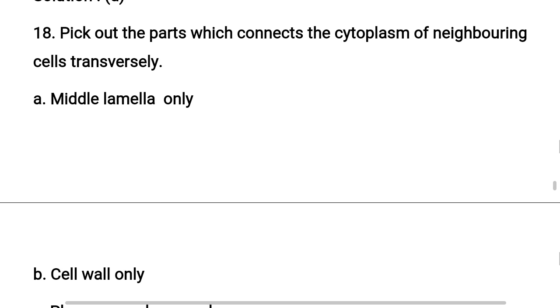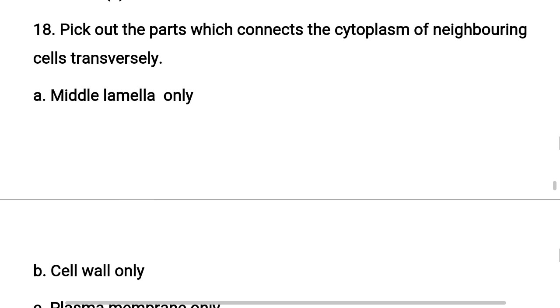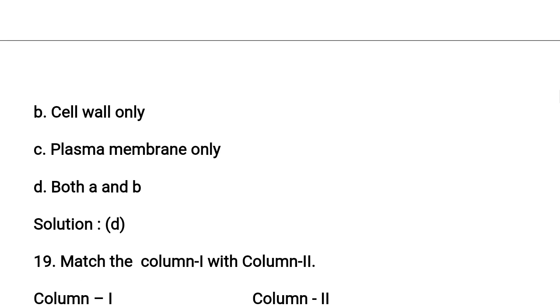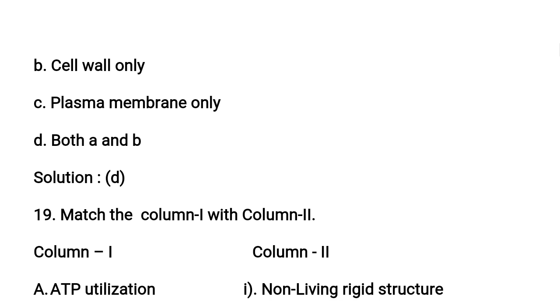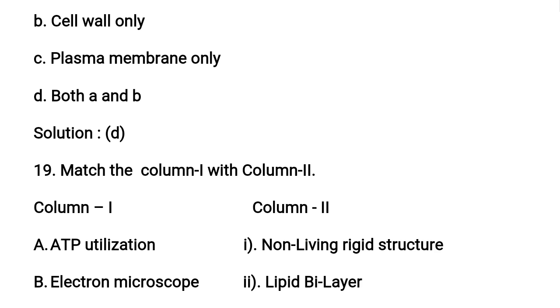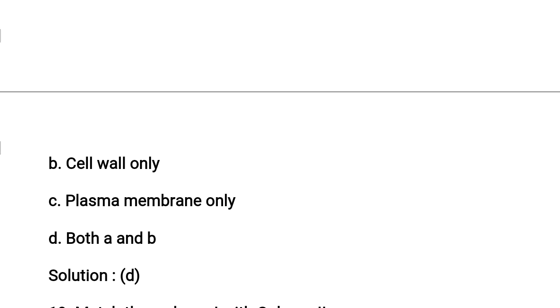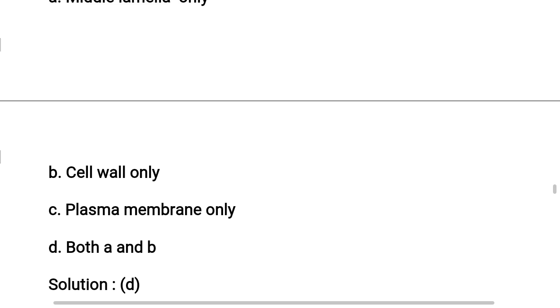Next, 18th question. Pick out the parts which connect the cytoplasm of neighboring cells transversely. Now let's see the options. A, middle lamella only, B, cell wall only, C, plasma membrane only, and D, both A and B. So the correct option for this question is option D, both A and B.